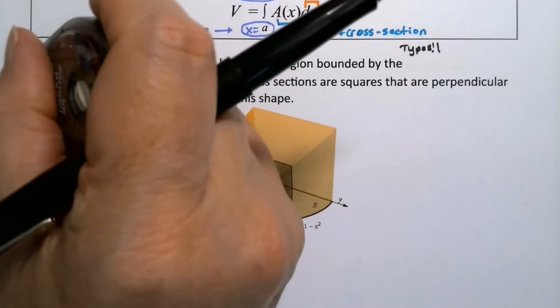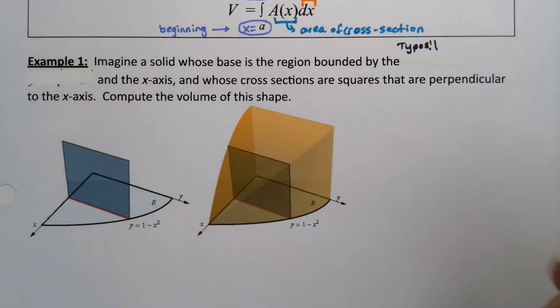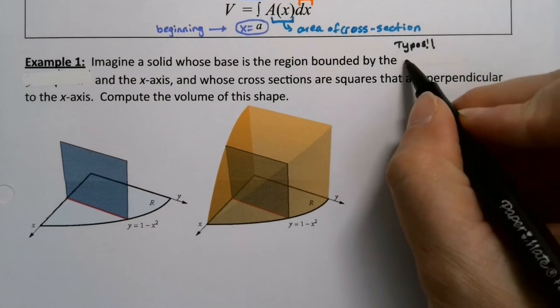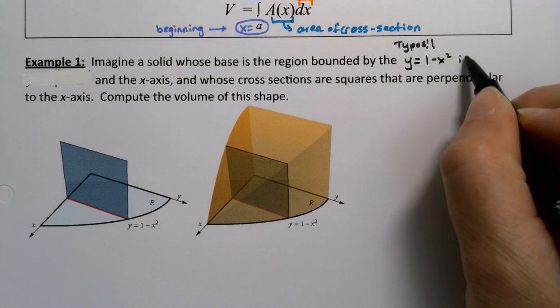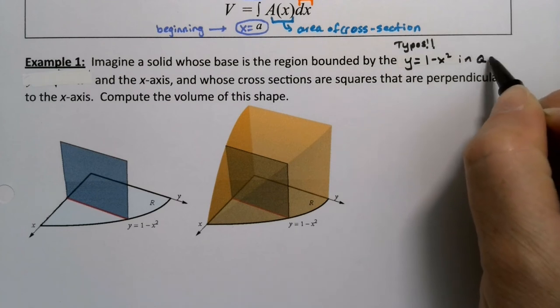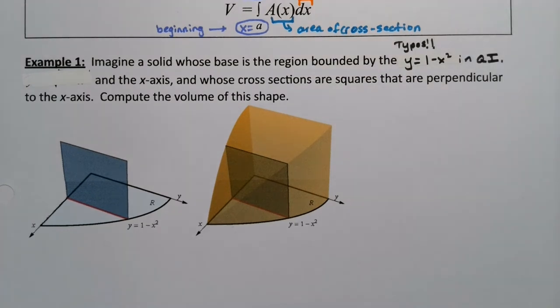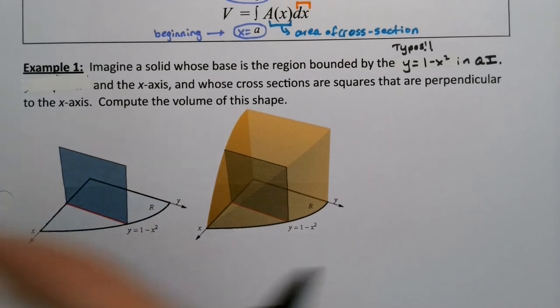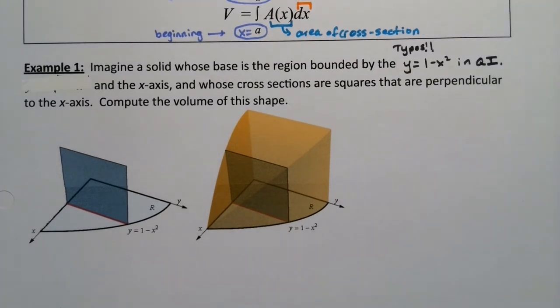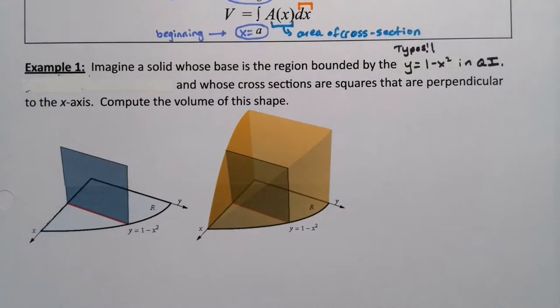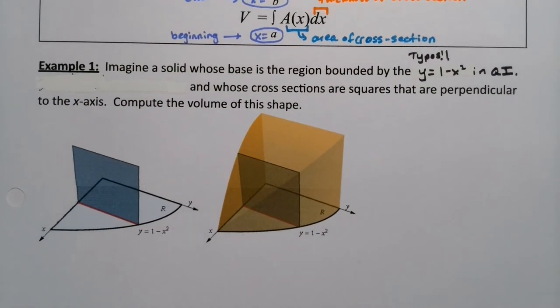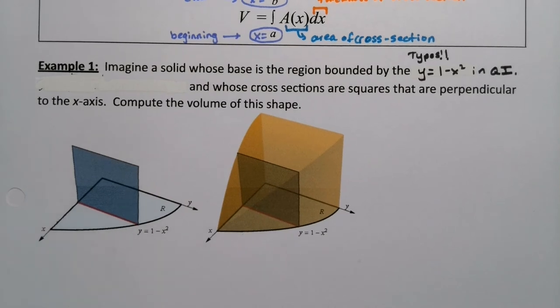So it's going to be, imagine a solid whose base is the region bounded by the curve y equals 1 minus x squared in quadrant 1. Sorry. And it's bound by the x-axis as well. So it's in quadrant 1. I can just say that. That's enough. Sorry about that. Typo. Whose cross sections are squares that are perpendicular to the x-axis, which is what is drawn here. We're going to compute the volume of this shape.